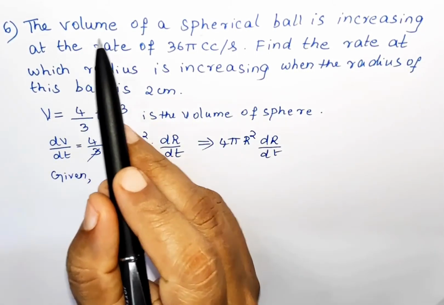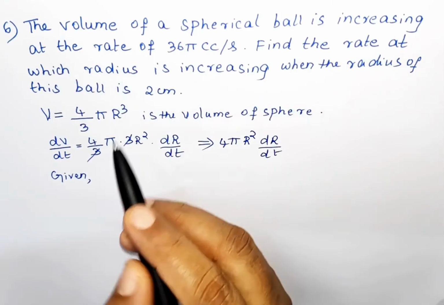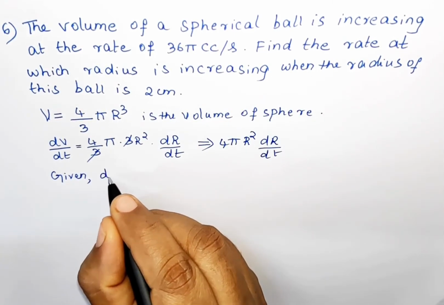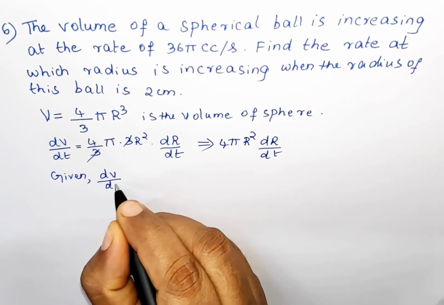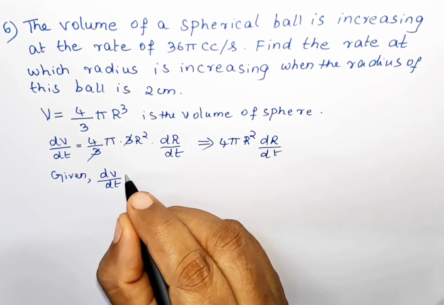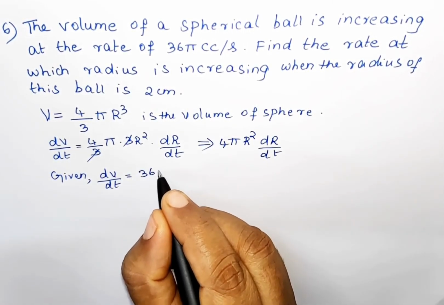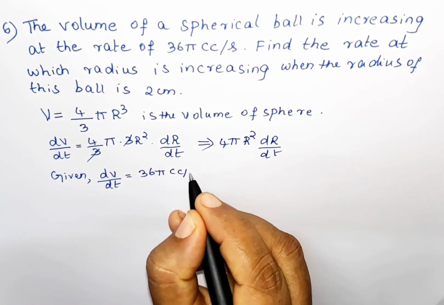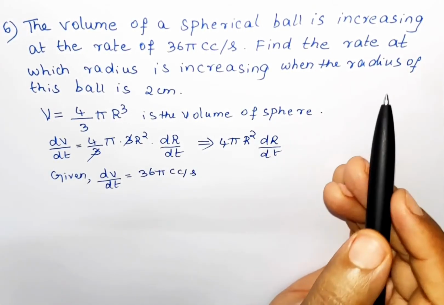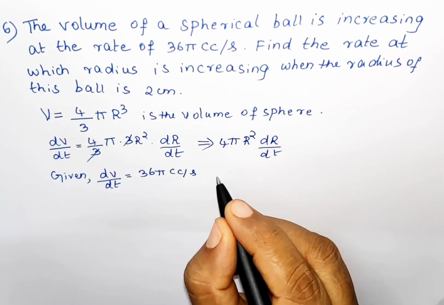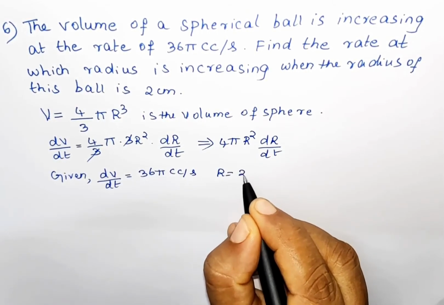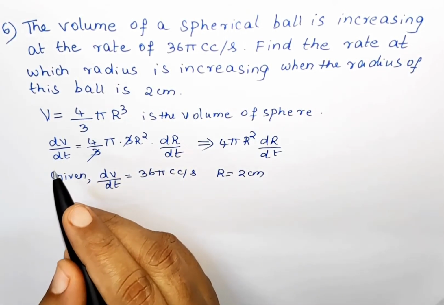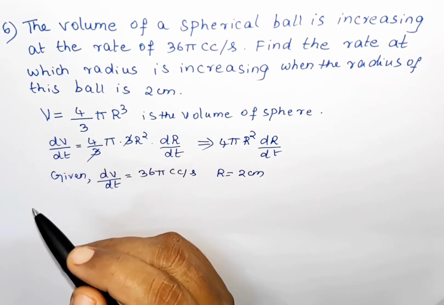But what is given in the problem? Given the volume of a spherical ball is increasing at the rate of 36 pi cc per second. This is dV by dt. So dV by dt is equal to 36 pi cc per second. We have to find the rate at which the radius is increasing. Radius is given. The radius of the ball is 2 centimeter.